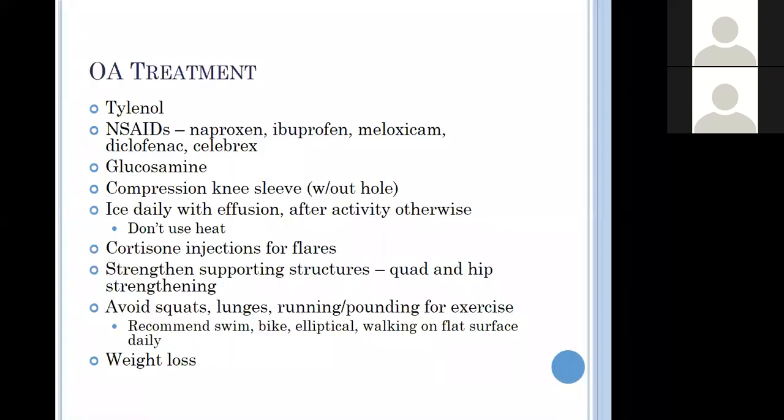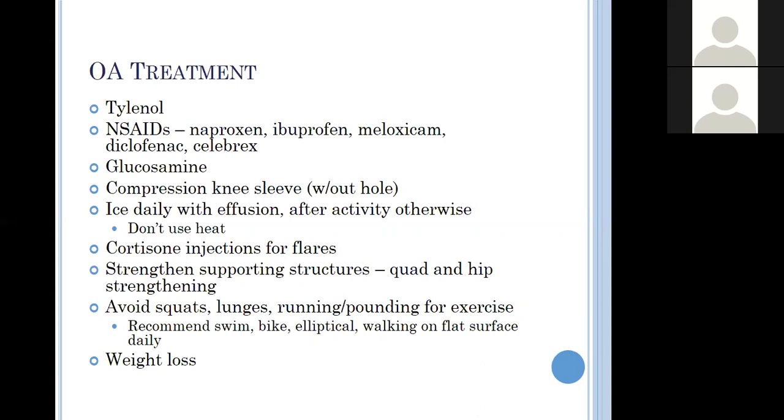So treatment is not too complicated: Tylenol, NSAIDs. If one class of NSAIDs doesn't work, switch to another. Naproxen and ibuprofen are one class, meloxicam is a different class, diclofenac is a different class, Celebrex is a different class. So if one of those doesn't work, try switching, because everybody reacts differently. The other part is that some people do get used to it, so switching to a different one is helpful. Glucosamine either works or it doesn't for people, but it's easy to try. Usually I say try it for a month and see how it's going.